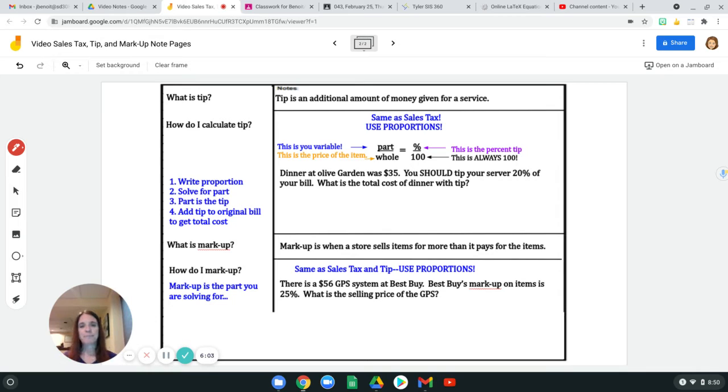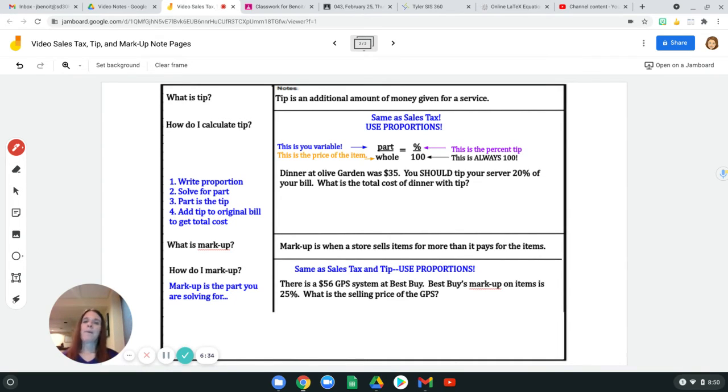So here we go. Your part is still your variable. The whole is the price of the item. So how much was your bill? Percent, that is how much tip you should leave. And then 100 is always under that percent. When you're tipping, right now it is appropriate to tip 20% of whatever your bill is. 20%, okay?